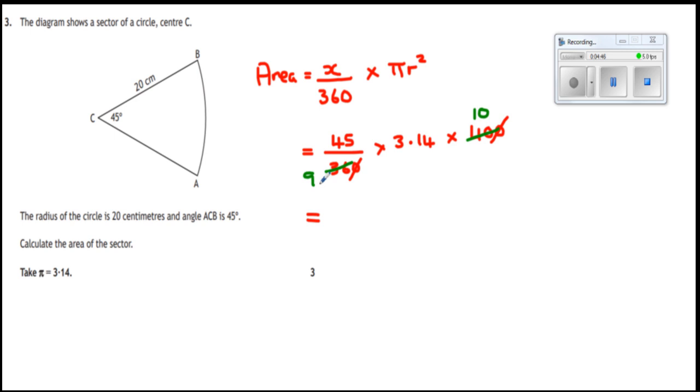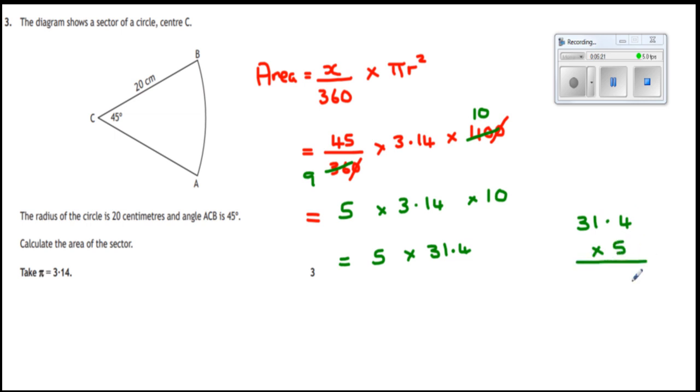Now I've got 45 divided by 9. That will divide out, so 45 divided by 9 is 5. So I get 5 times 3.14 times 10. Now if I do the 3.14 times 10, then that gives me 31.4, and then I've got to multiply that by 5. Now do a sum at the side of your page. Right, you don't have to do them mentally.